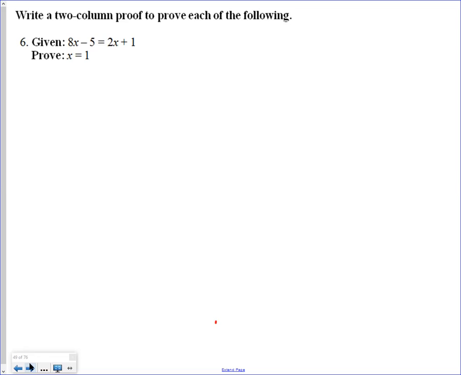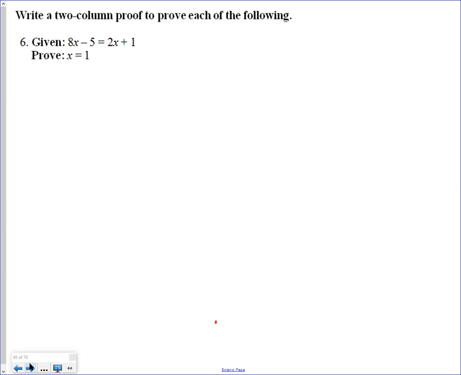Write a 2-column proof to prove each of the following. So we want to prove that if we have the equation 8x minus 5 equals 2x plus 1, we want to prove that x equals 1. So we're setting up a 2-column proof. This is probably or possibly the first time you have ever done a 2-column proof. When you are writing this in your notes from what we looked at yesterday, you should start with writing your given. So you write given 8x minus 5 equals 2x plus 1. Underneath it, you write prove x equals 1.